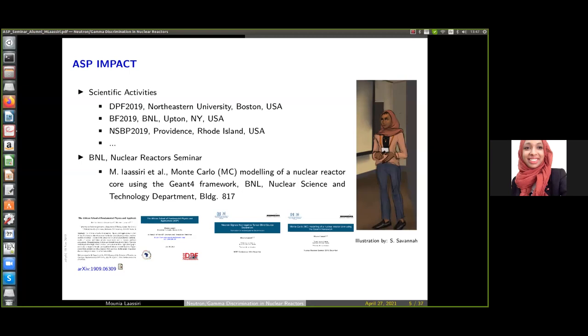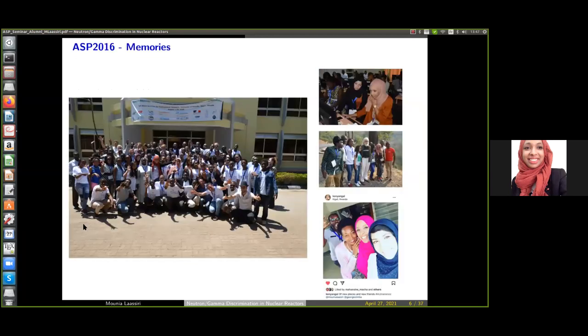So yeah, I'm so grateful to the scientists that developed this program and enabled me to get experience at Brookhaven Lab. Here are a few memories from ESP 2016. The picture on the top is me and my best friend Sana. We were fortunate to have both of us attend this school.